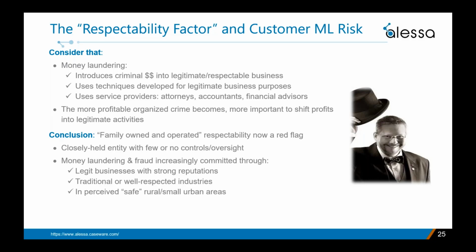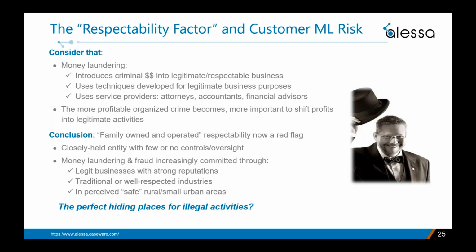And this is because money laundering, fraud, and other illegal activities are increasingly being committed through legitimate businesses with long-standing favorable reputations. As well, they're often involved in traditional or well-respected industries, and they may be located in what are perceived to be very safe, rural, or smaller urban areas. In my opinion, it's precisely these characteristics that make them perfect hiding places for illegal activities. So just think about all this and you can draw your own conclusions.